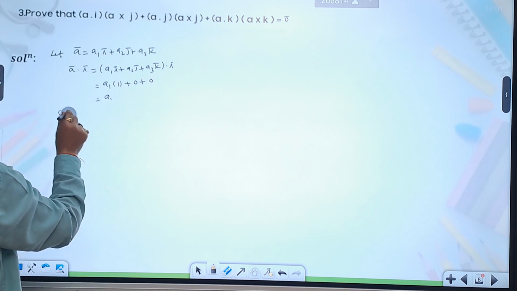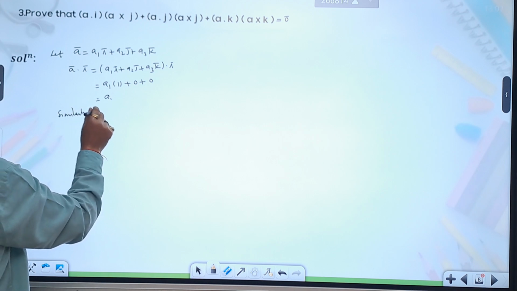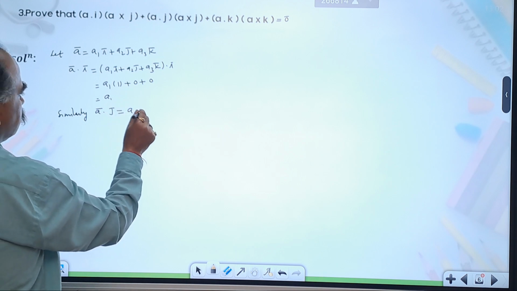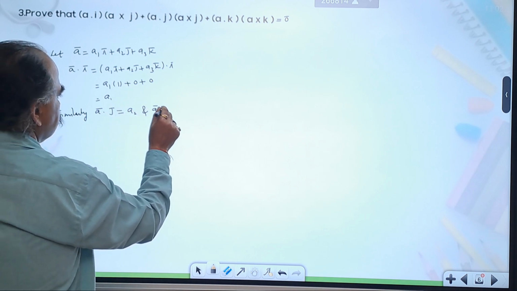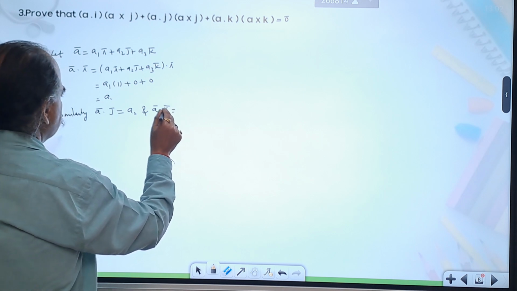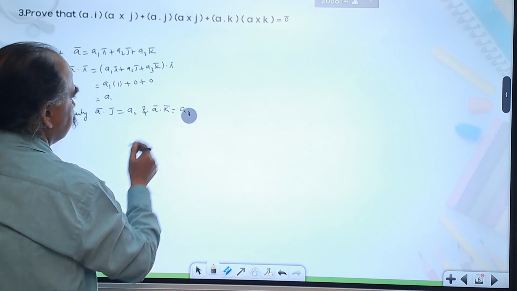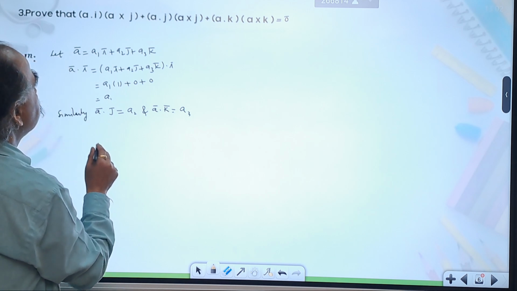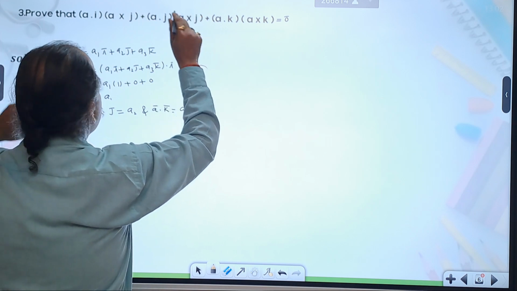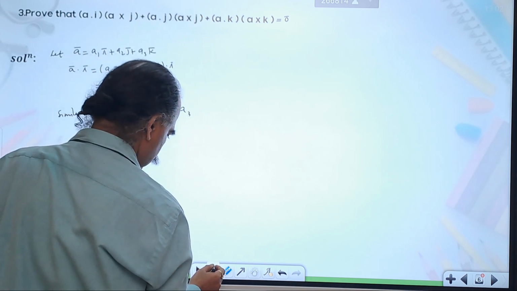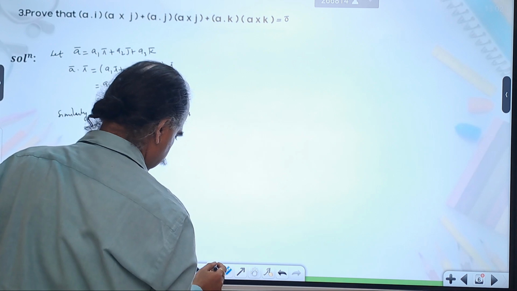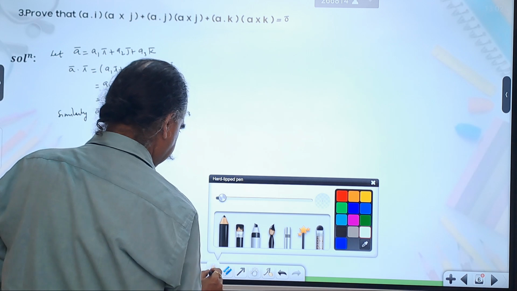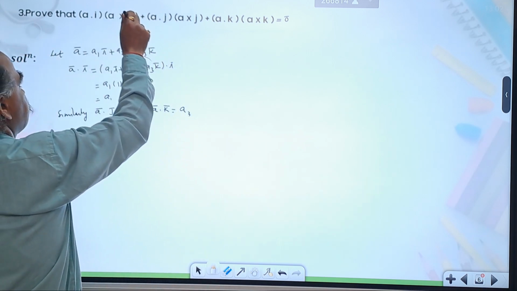Similarly, a bar dot j bar is A2 and a bar dot k bar is A3. Now we'll find out a cross i, a cross j, and a cross k. This must be a cross i, a cross j. This is what? a cross i.